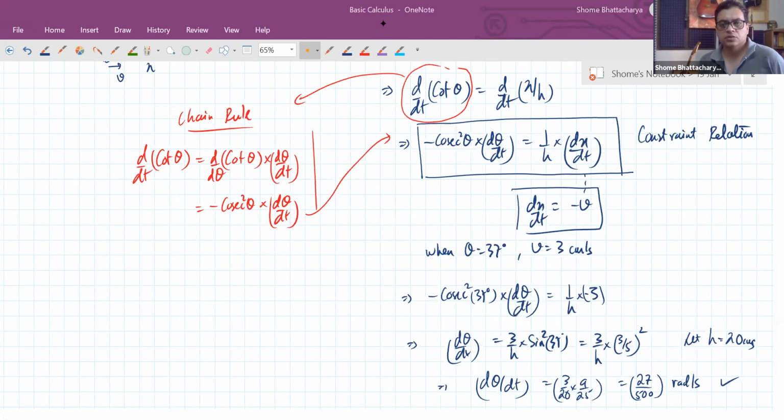You need to be clear about the rules of differentiation and some of the techniques of the application of the chain rule, because most of the time the application of differentiation in physics has to do with constraint relations of this type, where we need to use the chain rule. We are looking at the rate of change of one quantity with respect to another, like how theta depends on x, and then how x depends on time. From that we relate how theta is changing with respect to time. So make sure to keep these things in mind when you're looking at the applications of differentiation and rate of change in physics.